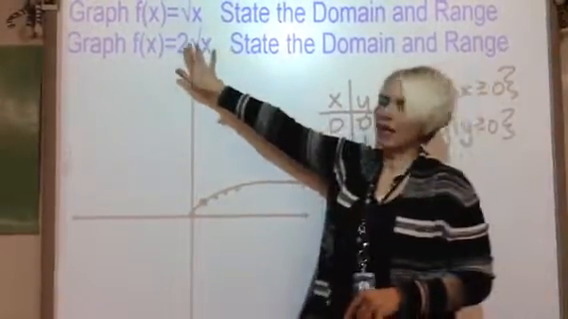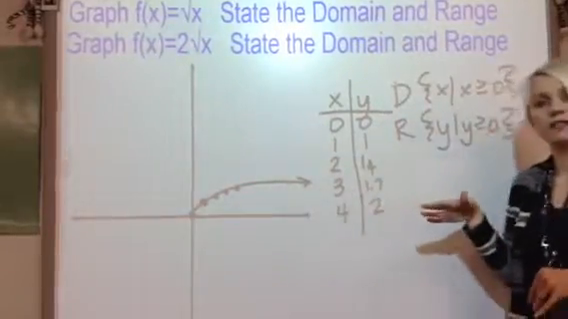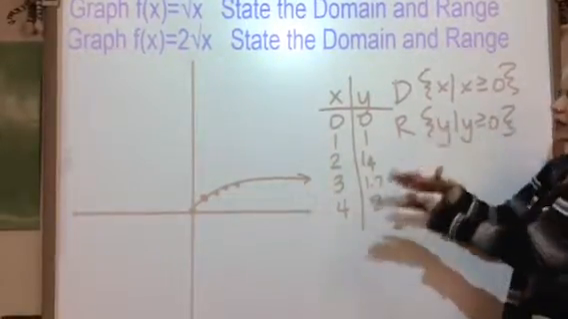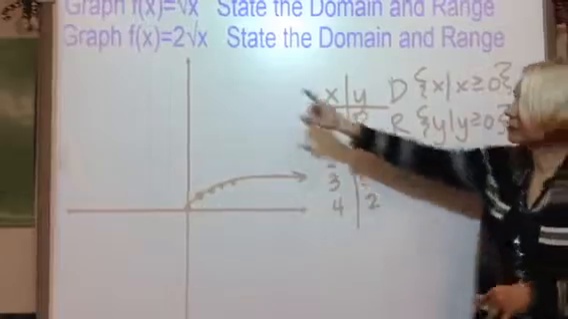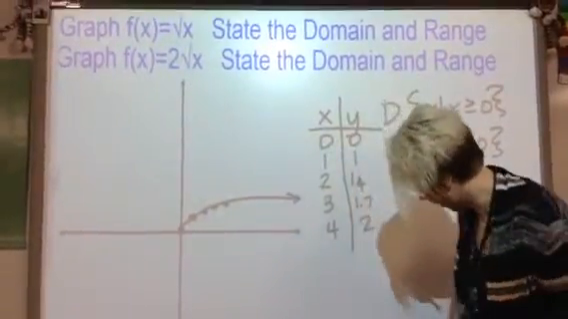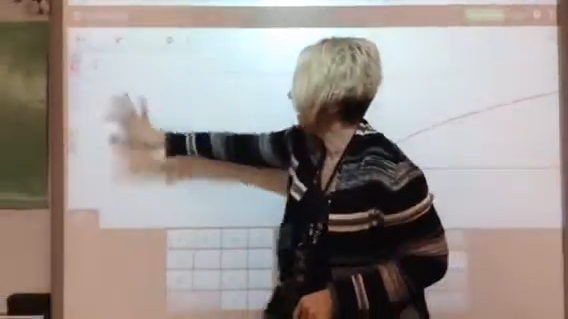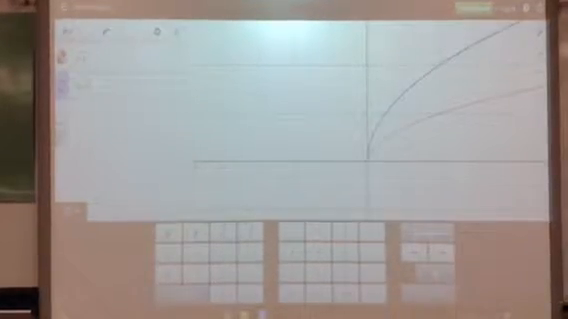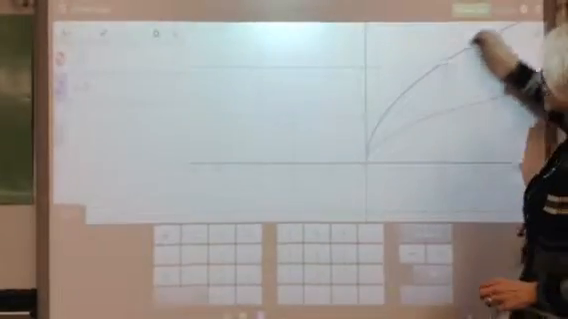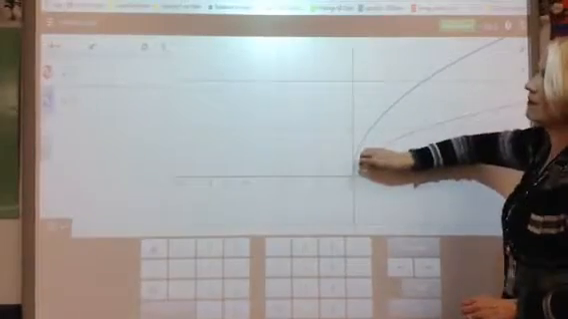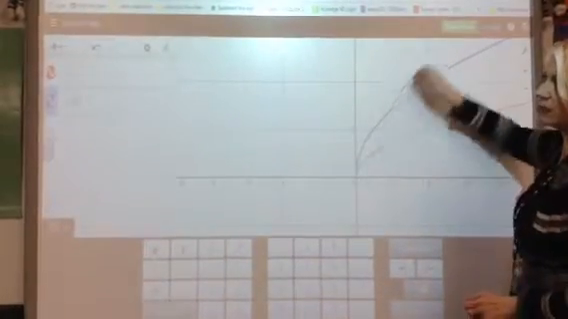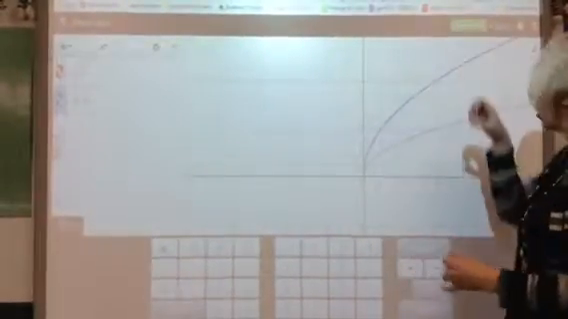So this is called the parent function because that's the radical of x. Depending on what's multiplied in front of it, what's inside of it, it'll make it move in different directions. So let's see what 2 radical x looks like. So I'll just pull up Desmos real quick here. And so I'm going to type in, and it's going to be a different color, 2 radical x. And if you'll notice then that curve is wider.